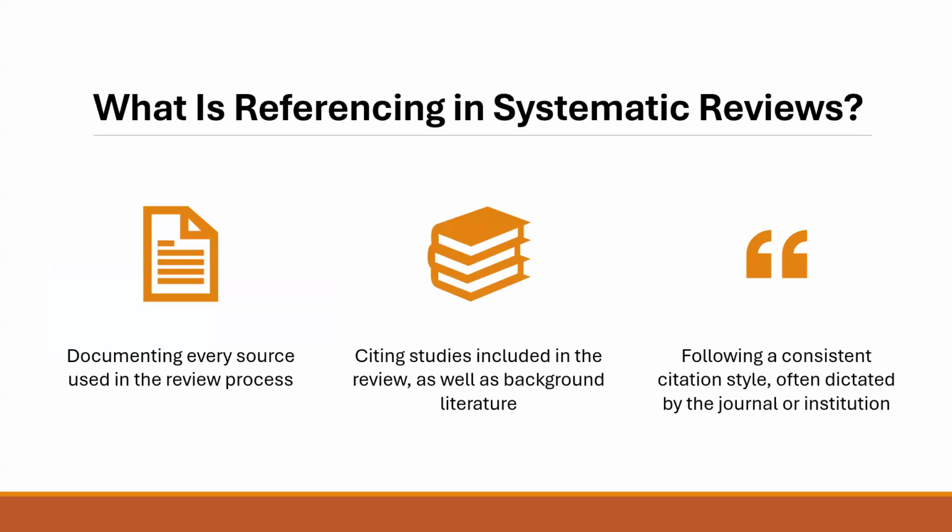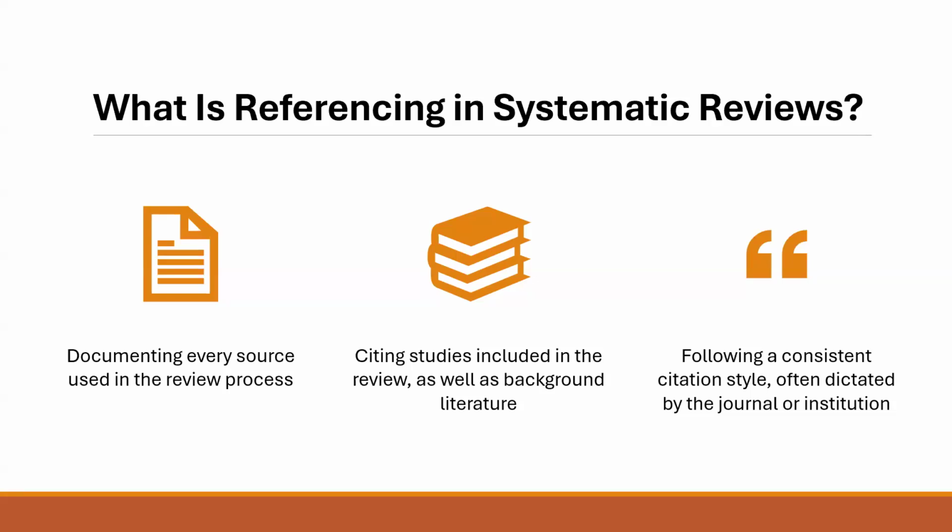So what is referencing in systematic reviews? Once you finish your systematic review, you have to cite all the sources that you have included in your review process. You have to document it appropriately, citing studies included in the review as well as background literature. You may not cite only the studies that you have included in the review, because you might use some of the studies in the background. Those studies also have to be cited in your systematic review.